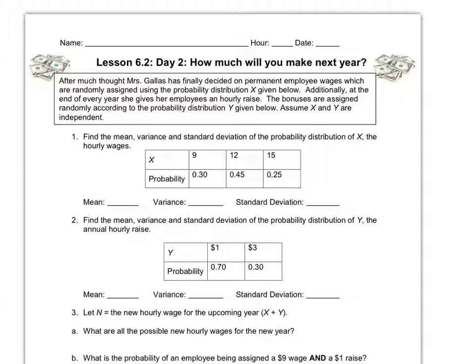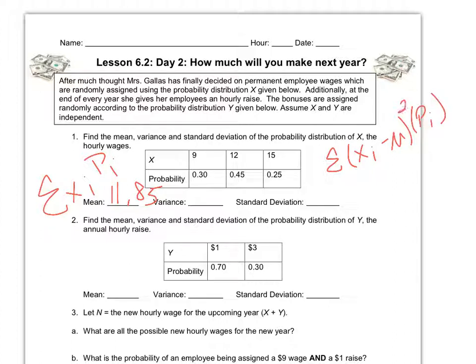Remember, our mean of this is going to be found by calculating it using that formula. So we get 11.85. Our variance is going to be the sum of the data point minus the mean, squared, times the probability, which gives us 4.93. And then the square root of that is our standard deviation at 2.22. Again, hopefully you're doing those things on your calculator.